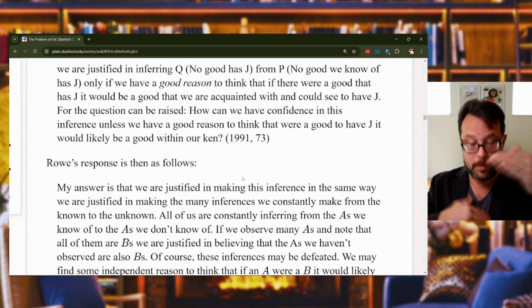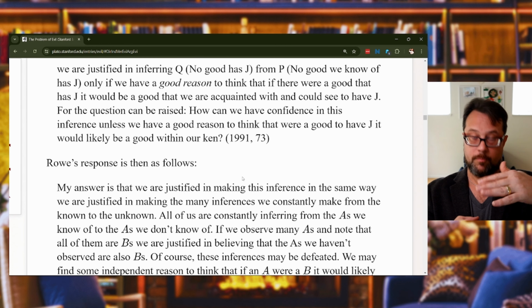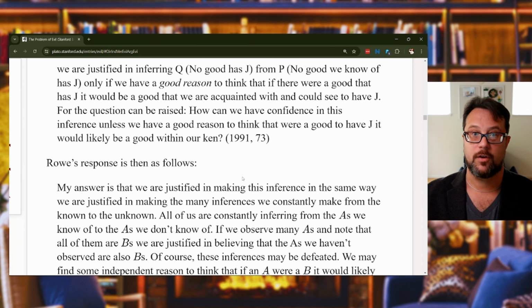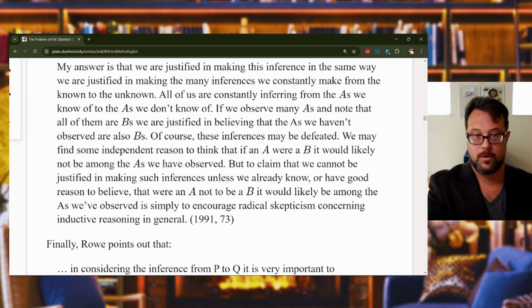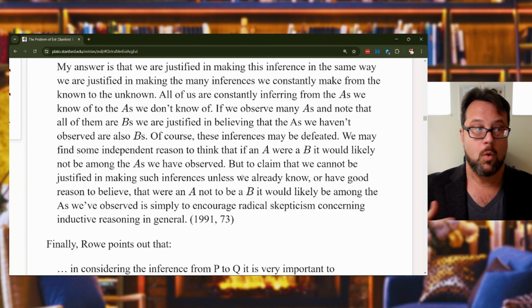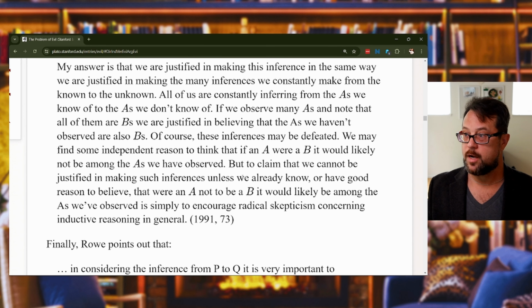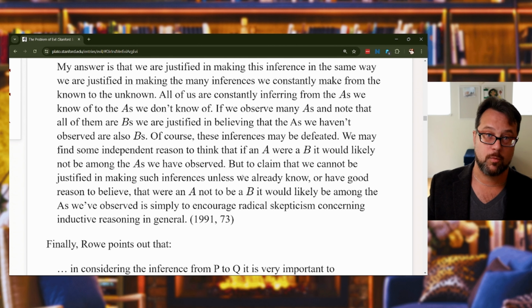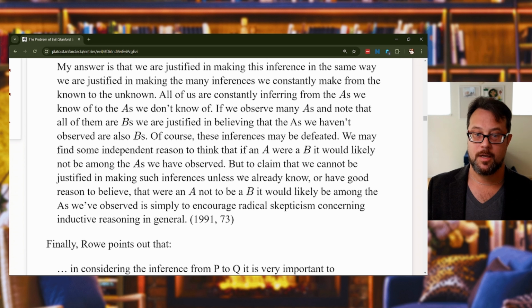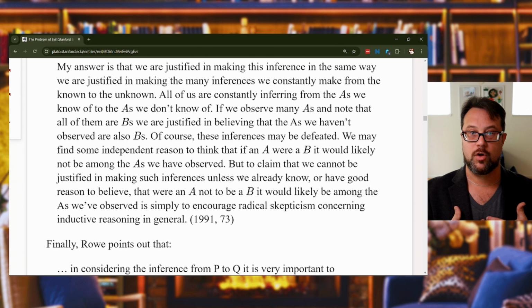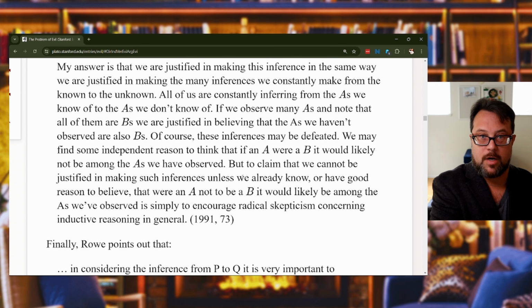So Plantinga says we can only make that leap from P to Q if we have good reason to believe that we'd know about the good if it existed, right? And Rowe's response is, well, wait a minute, this is going to invite inductive skepticism, because we're always going from things we know about to things we don't know about. No good we know of has this property, therefore no good has this property. And if something were to not have this property, we'd have to think we have good reason to believe that we would have known about it. But if it didn't have that property, we'd have to think it were in the set of things we've already observed, such that no known good has this, right? Therefore, no good has this.